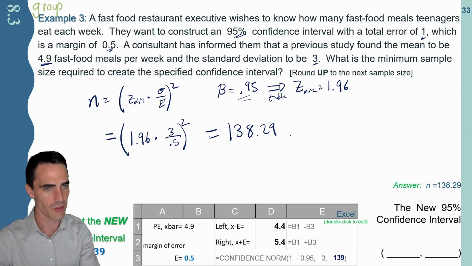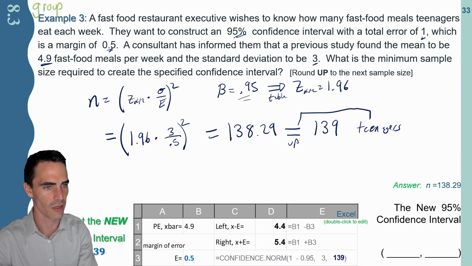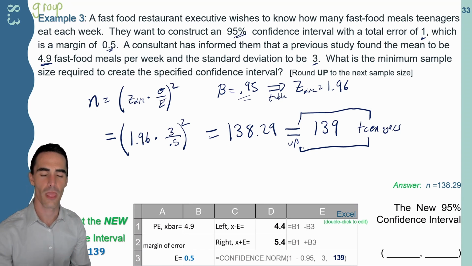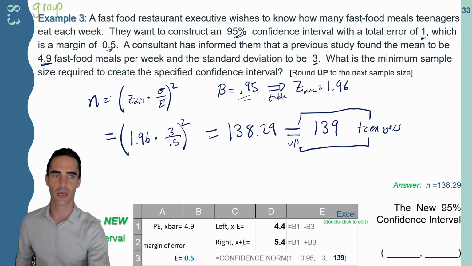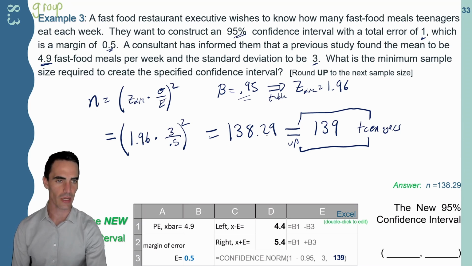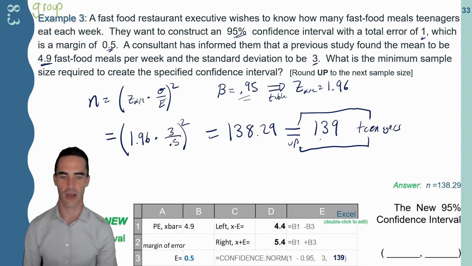So if you're tempted to box that, please don't do that. Instead, we need to round up every time. And so I'll have 139. In this case, this would be 139 teenagers that I need to talk to in order to get a good idea about their average fast food meals each week. 139, and I'll generate the proper confidence interval.